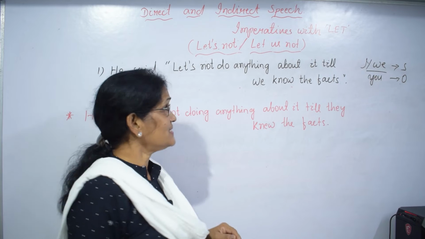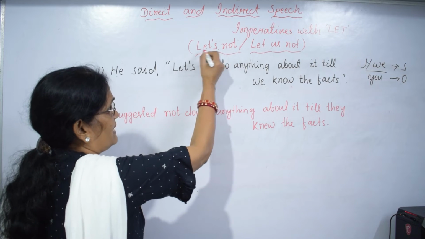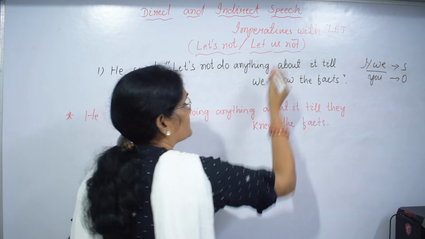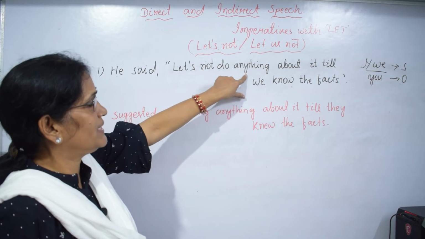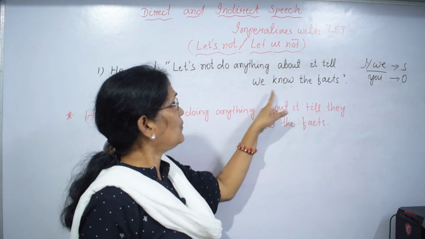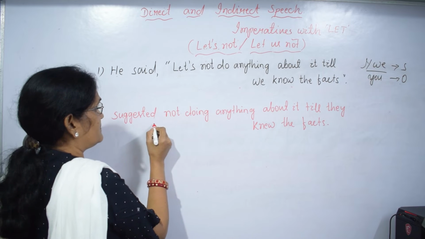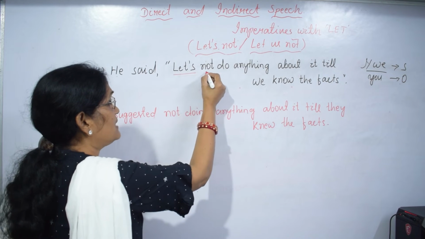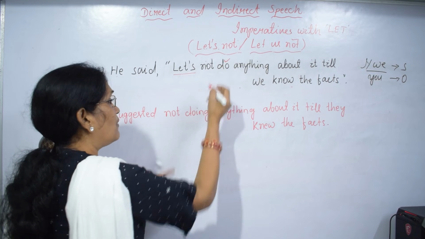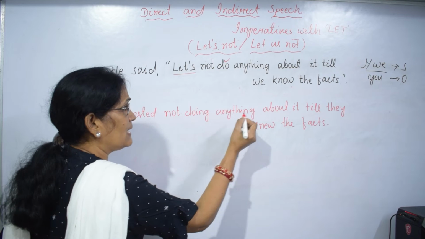Let's see how to change from direct to indirect speech where you use let's not. Let's not means let us not, right? He said, let's not do anything about it till we know the facts. He suggested, you remove let's, and not is there, then verb. That verb will be ing form. Not doing anything about it.